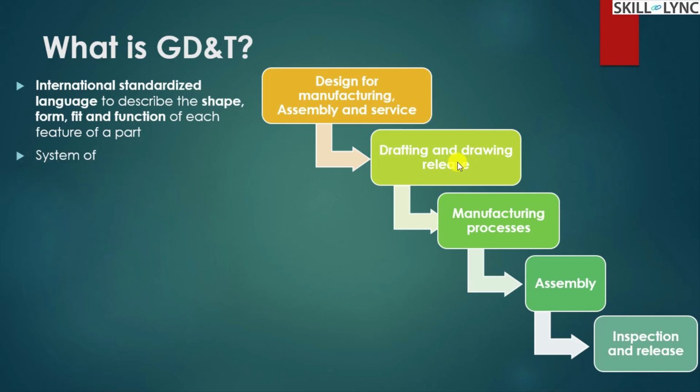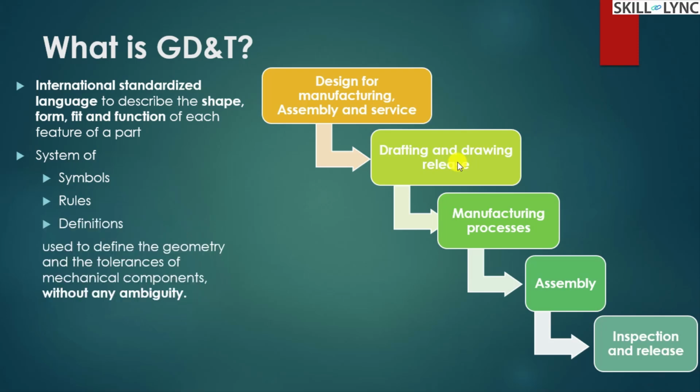So next, how to bring together all these things. That is, you have to communicate these details, the shape, form, fit and function. So how are you going to do it? By using a system of symbols, a system of rules, and definitions. With these three we define the geometry, that is the features that we have spoken about earlier, and also the tolerances of the mechanical components without any ambiguity. So this is the catchword here.